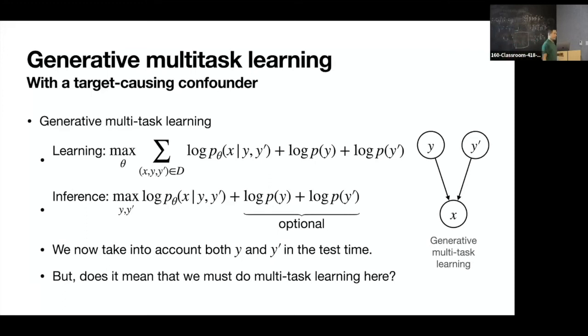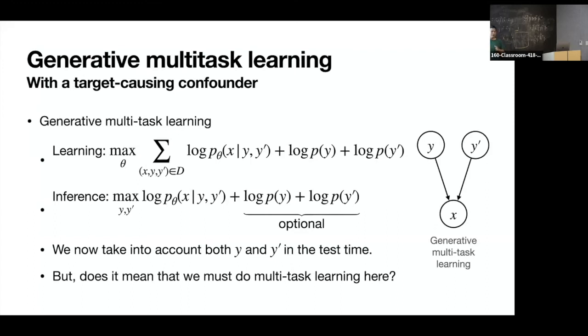Yeah, sorry, when you say do multitask learning here, you mean that it's helpful to the model that we have? Yes. Okay, let's be a bit more specific. Let's say your idea is that I want to ignore y prime. In this model, that's going to be the same as trying to marginalize out y prime and look at the joint distribution between x and y.